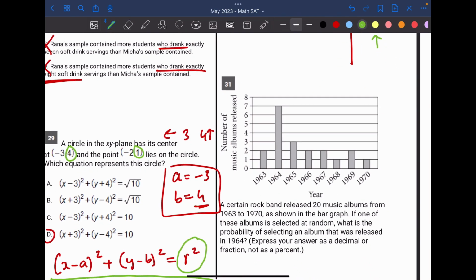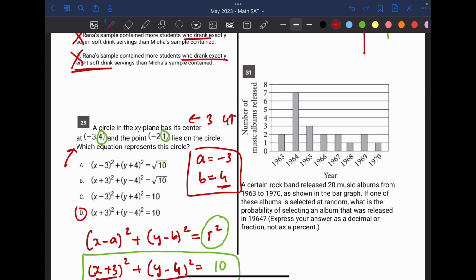Pretty simple. Question 31. A certain rock band released 20 music albums from 1963 to 1970. So we know the sum of all of these should give you 20. And then it says, as shown in the bar graph, if one of these albums is selected at random, what is the probability of selecting an album that was released in 1964?